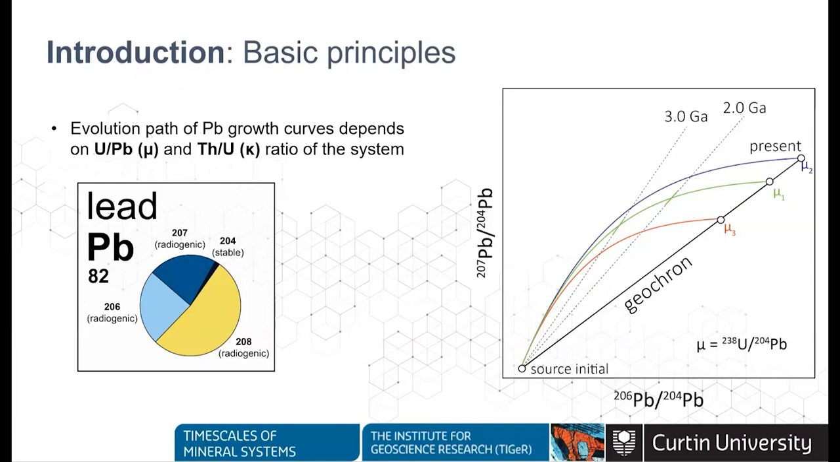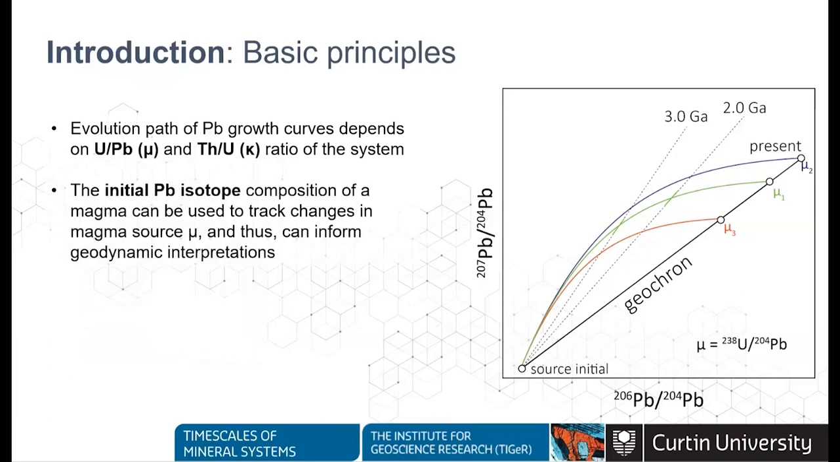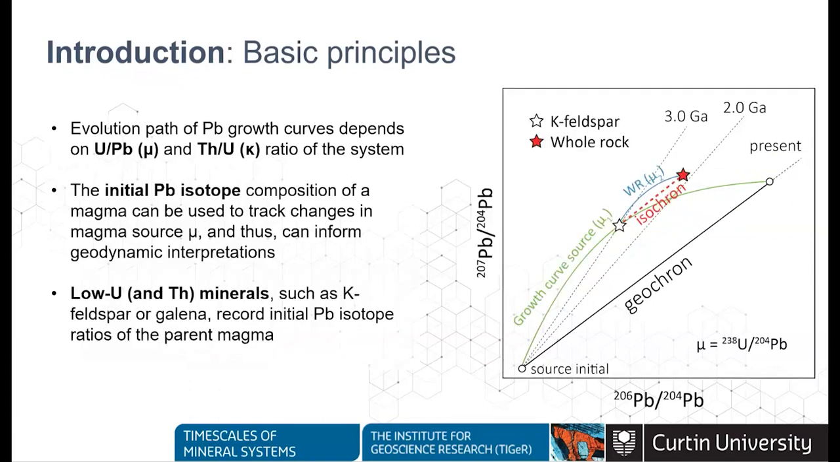So we can use this information. If we have the initial lead isotope composition, we can use this information to track changes in magma source mu. Lead isotopes are commonly analyzed in minerals that do not contain any or only negligible amounts of uranium and thorium, like galena and K-feldspar, for example, as these minerals retain their lead isotopic composition from the time of crystallization.